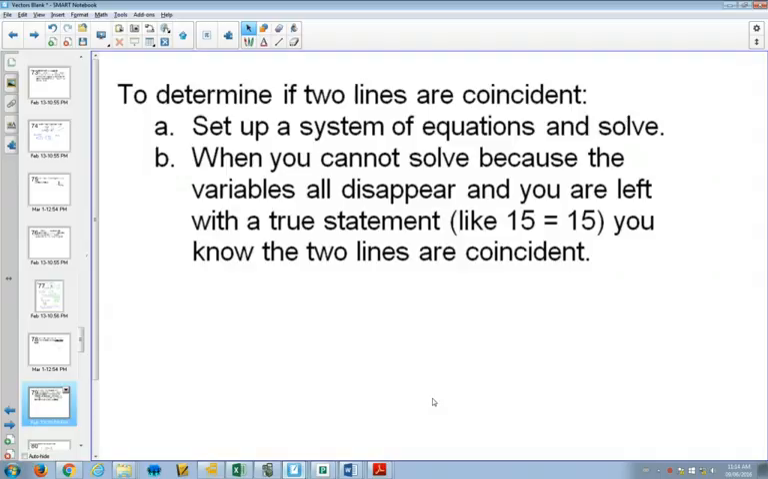If you get parallel lines and when you try to solve them, you get something that's always true, like I said here, 15 is equal to 15. That's always true. Then you know that those lines are parallel and they intersect an infinite amount of times. In other words, they're coincident.